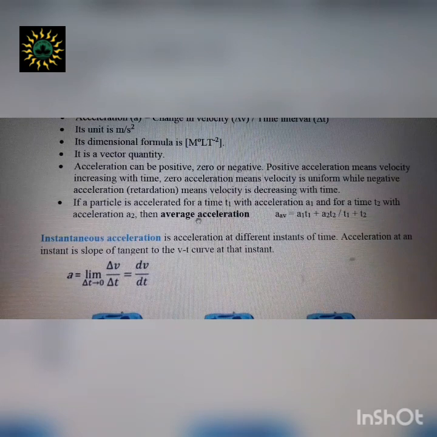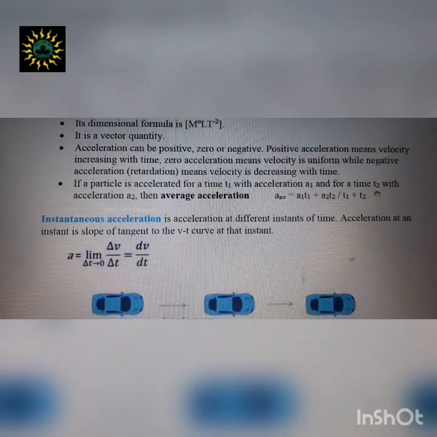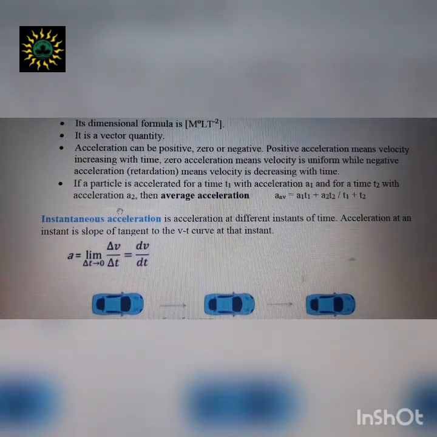So if a particle is accelerated for a time t1 with acceleration a1 and for a time t2 with acceleration a2, that is, in t1 time the body moved with acceleration a1, and in the next t2 time it moved with an acceleration a2. So in that case what will the average acceleration be? You will get a1 into t1, during the interval t1 of time, a1 into t1 will give what? It will give the change in velocity.